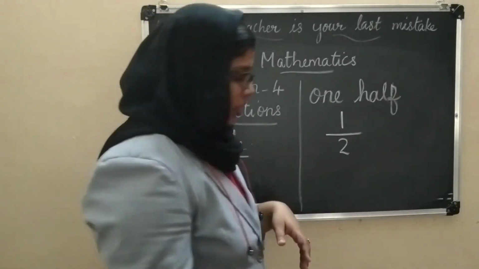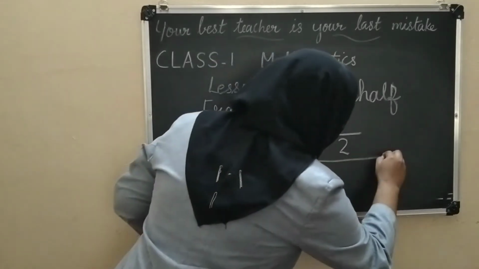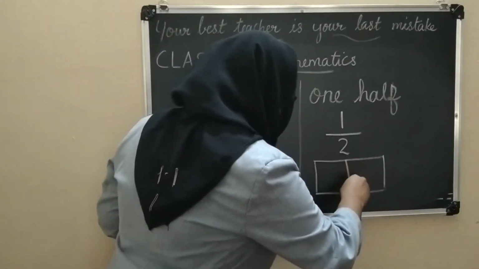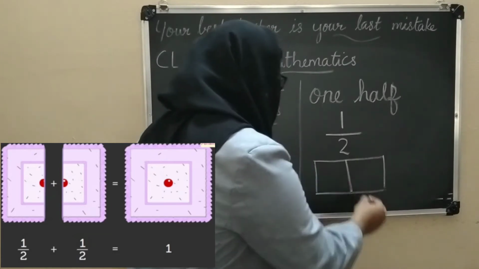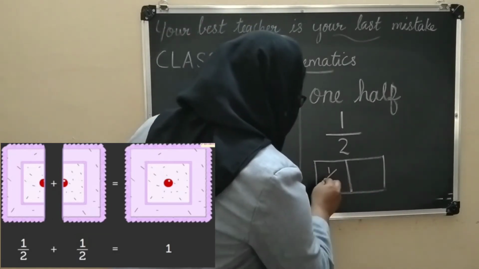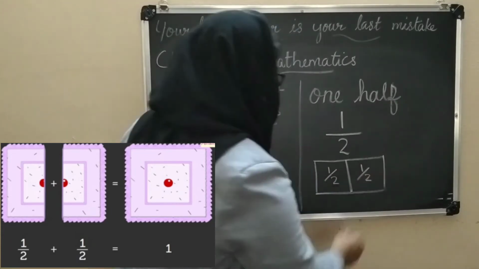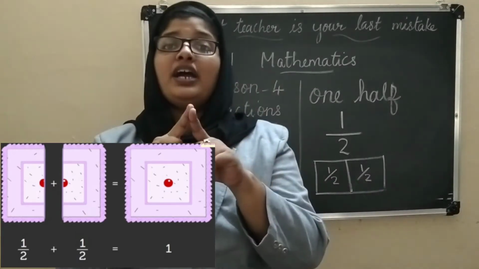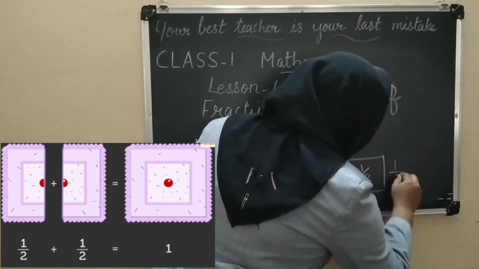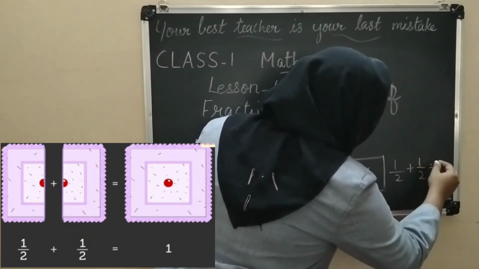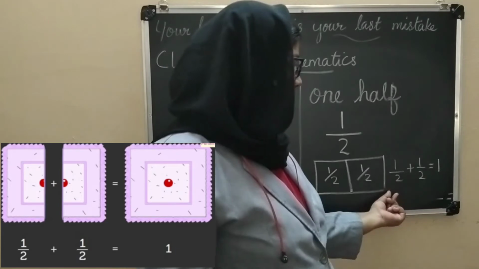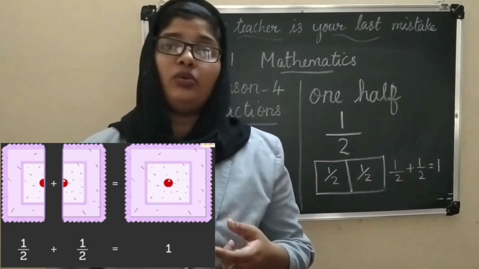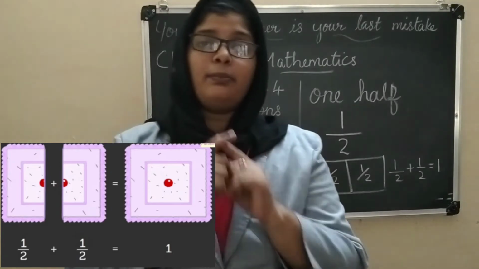So all of you look here. I will draw this rectangle and cut it into two equal parts. So this is 1 by 2, and this is also 1 by 2. If these two parts join together, we will get a whole. That means 1 by 2 plus 1 by 2 is equal to 1. That means half plus half is equal to whole. So two halves together make a whole.